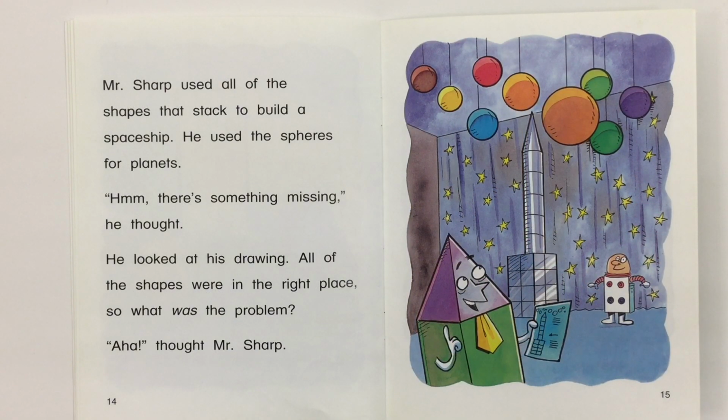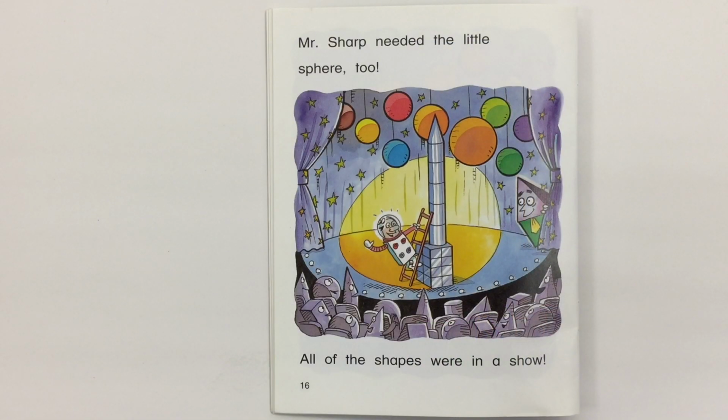Mr. Sharp used all of the shapes that stack to build a spaceship. He used the spheres for planets. "There's something missing," he thought. He looked at his drawing. All of the shapes were in the right place, so what was the problem? "Aha!" thought Mr. Sharp. Mr. Sharp needed the little sphere too. All of the shapes were in a show.